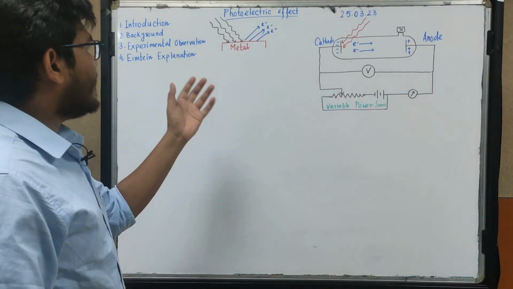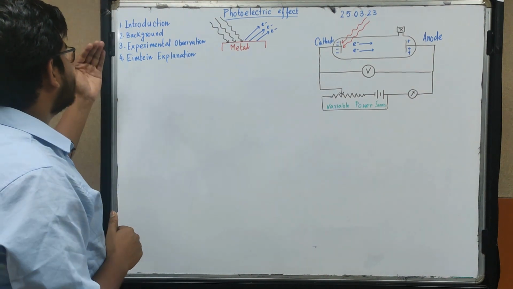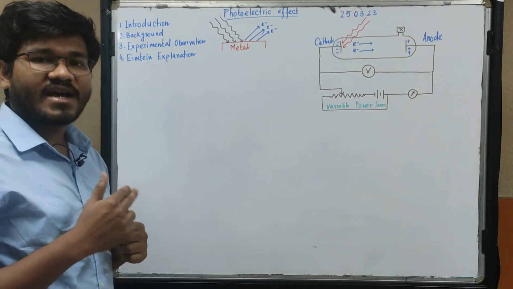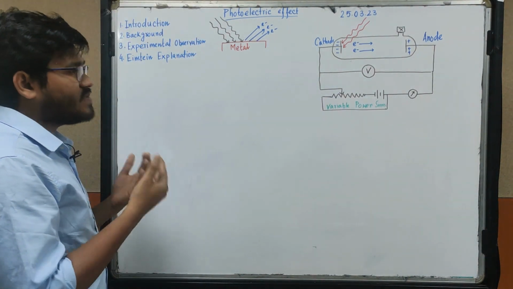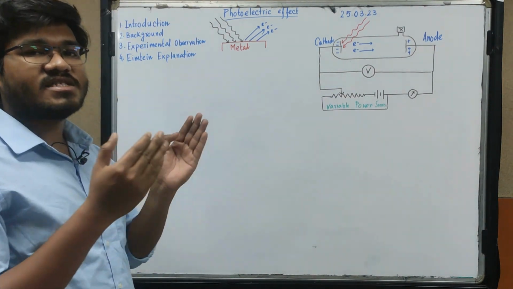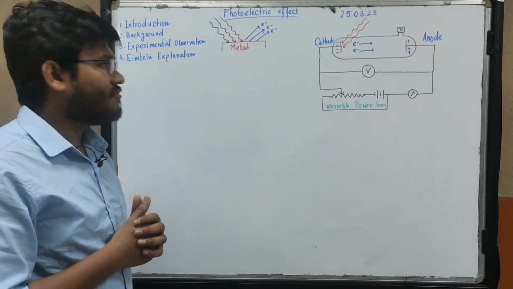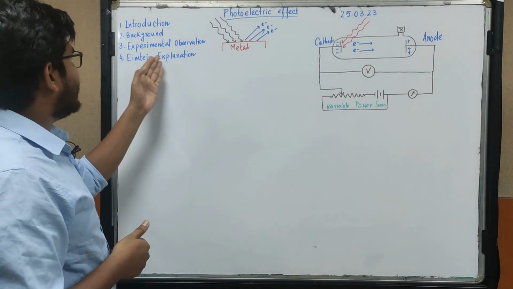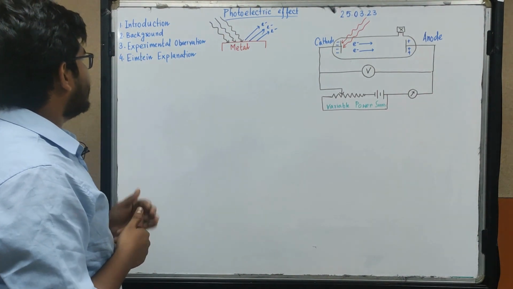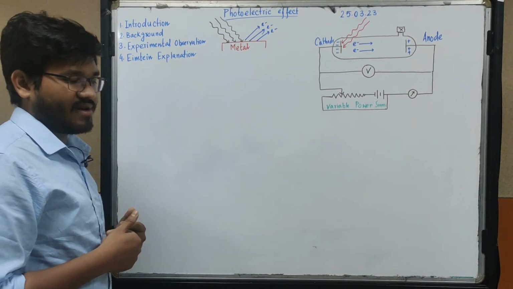So today's video is all about that. I will be discussing the basic introduction of the photoelectric effect, then the historical background, how it developed, and how scientists failed to explain the photoelectric effect until Einstein came into the picture and successfully explained the phenomenon. So this is about background, then we will go to the experimental observation, and at the end we will finish with Einstein's explanation of the photoelectric effect.